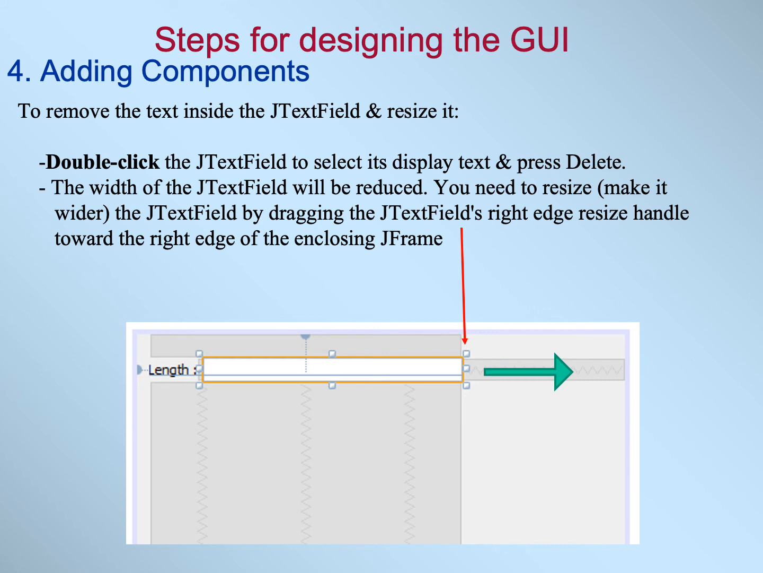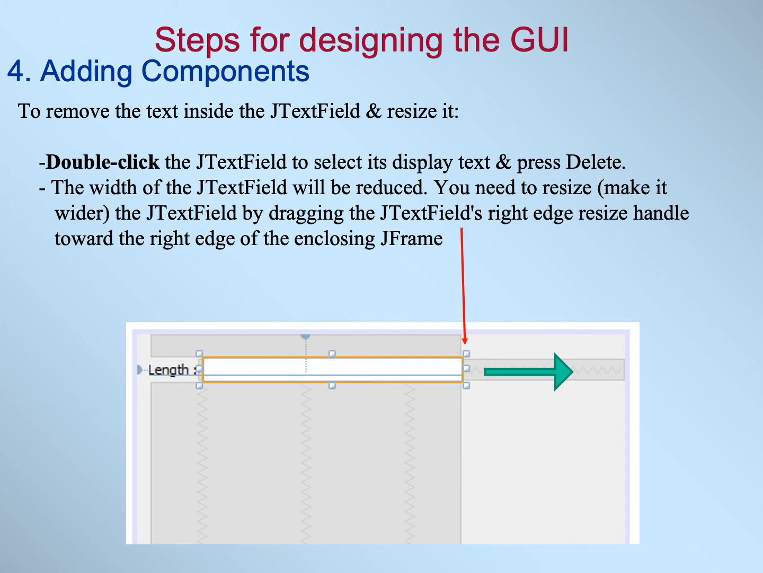To remove the text inside the JTextField and resize it, double-click the JTextField to select its display text and press Delete. The width of the JTextField will be reduced. You need to resize and make it wider. Resize the JTextField by dragging the JTextField's right edge resize handle towards the right edge of the enclosing JFrame.